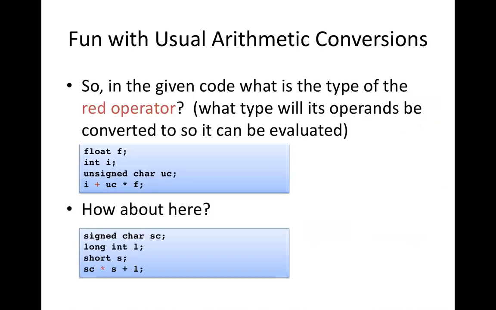I've got some more examples here. Let's talk through these. Here I made up three variables. I tried to give them names that made them easy to remember. So there's a float f, there's an int i, and there's an unsigned char uc. In that first expression, i plus uc times f, think for a moment of any conversions it's going to do. When that plus gets evaluated, what types are its operands going to be? Anyone want to give it a try?